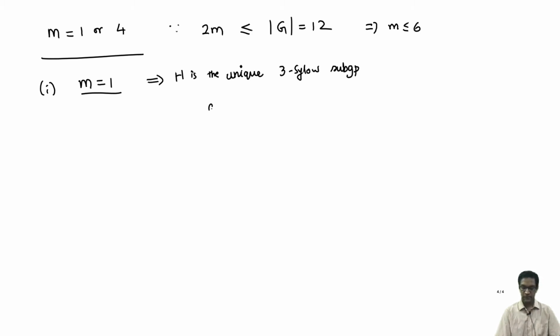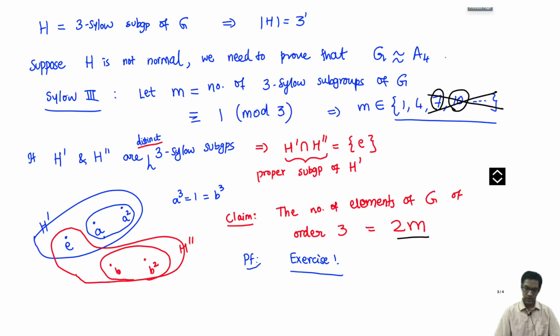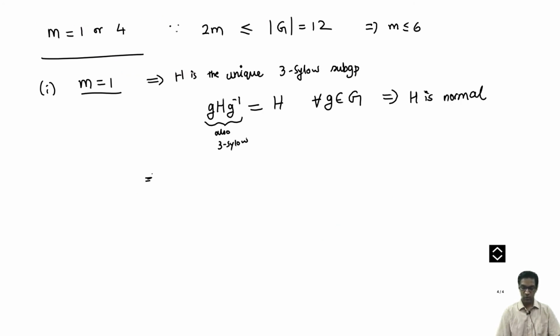Now what does that mean? If I conjugate H by any element of the group, that's again a 3 Sylow subgroup, because its cardinality is 3, but there is only one 3 Sylow subgroup, which is H itself. So any conjugate of H must coincide with H. Now what does that imply? That tells you that H is normal. But we had assumed to start with that H is not normal. That was our hypothesis. So m can't be 1.